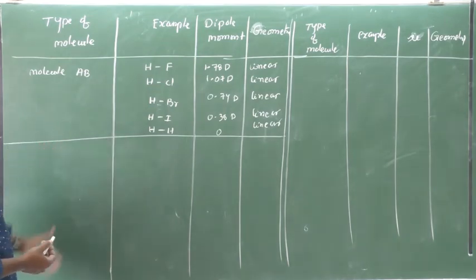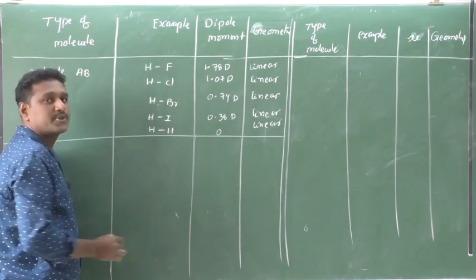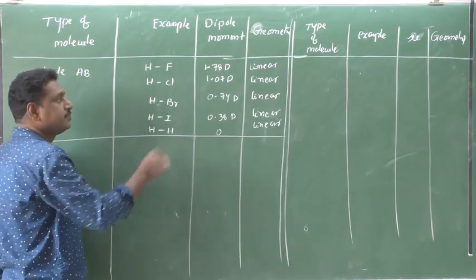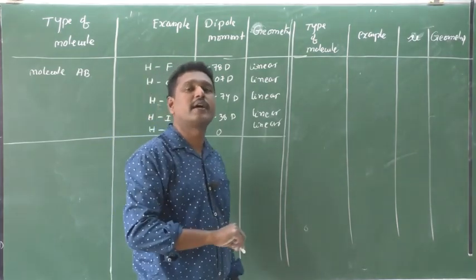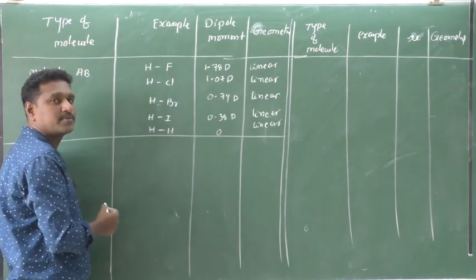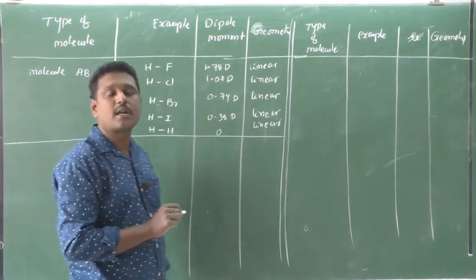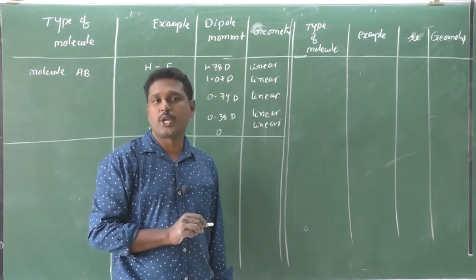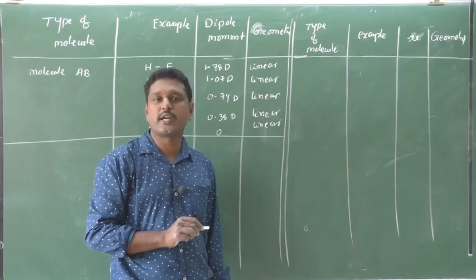Here the electronegativity of fluorine is more than hydrogen. Here also the electronegativity of bromine is more than hydrogen. Here also different elements, dissimilar atoms. Therefore, these molecules are called polar molecules. For polar molecules, we have a dipole moment. We will calculate the dipole moment.